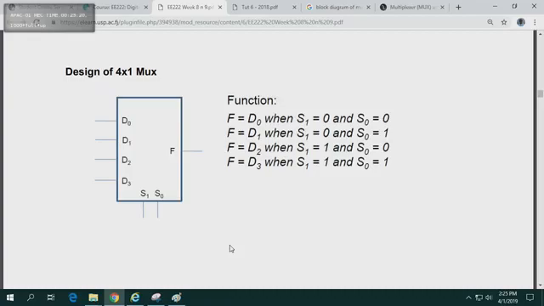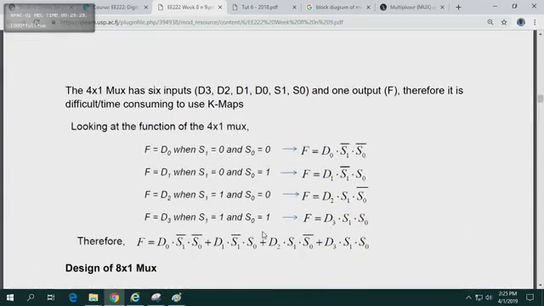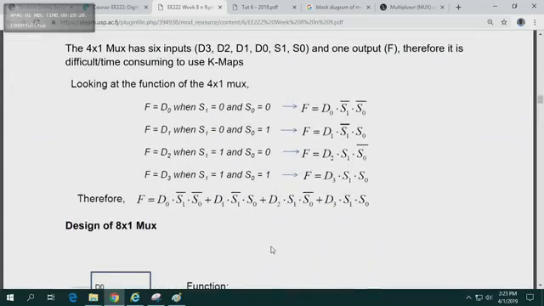All right? But instead of doing 64 lines, we just use intuition. There are 6 inputs: D3, D2, D1, D0, S1, S0. Remember, we go from most significant bit to least significant bit. And 1 output. Therefore, it is difficult to use K-maps. A 64-input K-map, how are you going to draw that? That's probably going to be four 4x4 Karnaugh maps, stacked on top of each other.